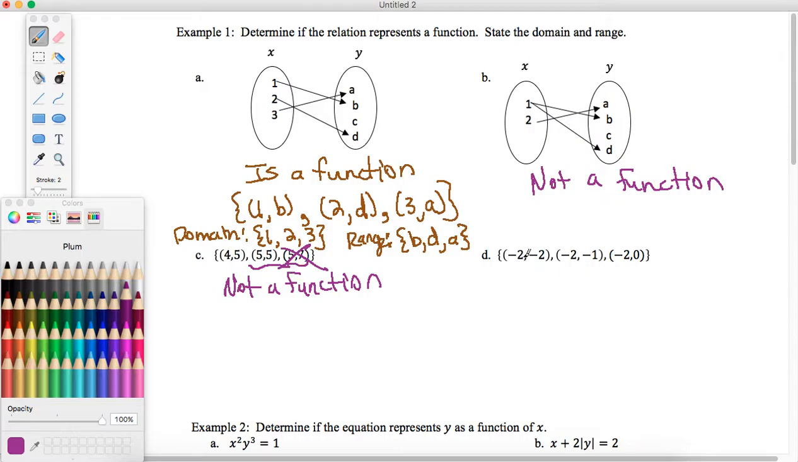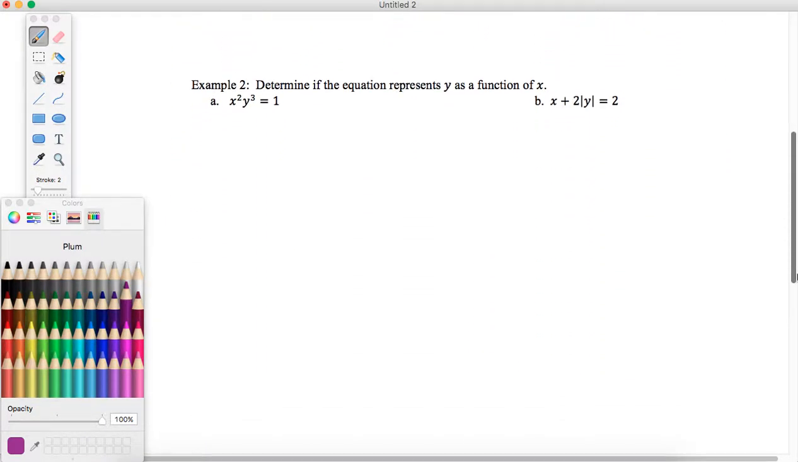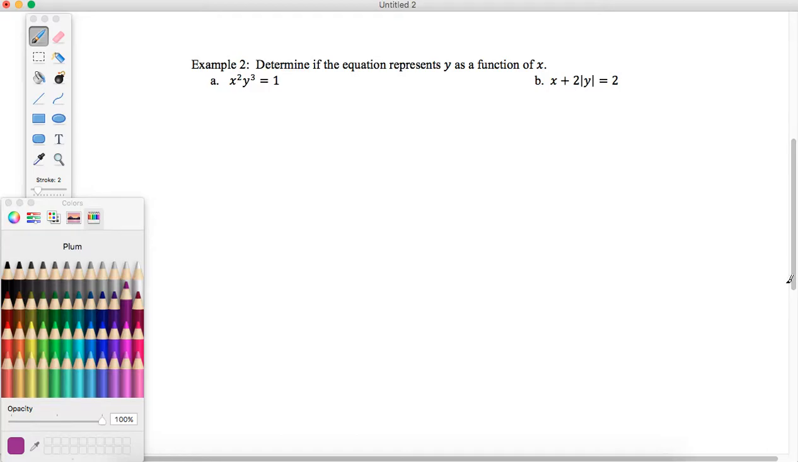And so looking at this, notice I have -2 getting assigned to -2, and it also gets assigned to -1. Since -2 gets assigned to more than one thing, I know it's not a function. So you should be able to look at a diagram, look at a set of ordered pairs to determine if a relation is a function. And you should also be able to look at some equations to see if y can be represented as a function of x.